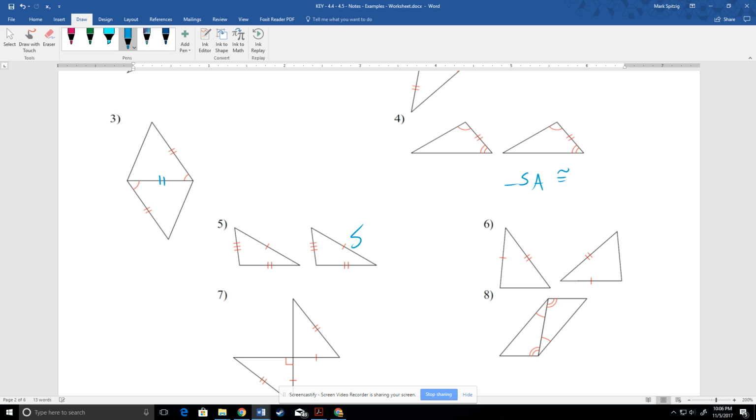We have 3 sides right here. So we can do side, side, side congruence. We have only 2 sides, and we don't know anything about that third side. We don't have a right triangle or anything like that. So this is not enough information.